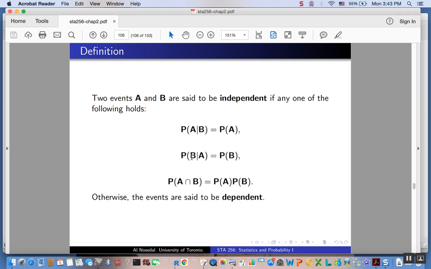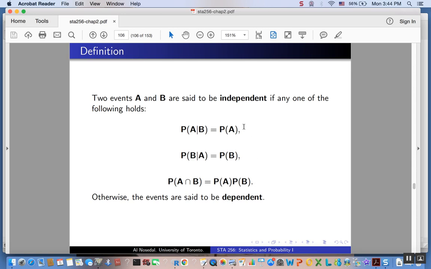Something similar happens here. If the probability of B given A equals the probability of B, that means that the occurrence of A doesn't change the probability of B. Finally, a third way of checking that two events A and B are independent: if the probability of A intersection B equals the probability of A times the probability of B.